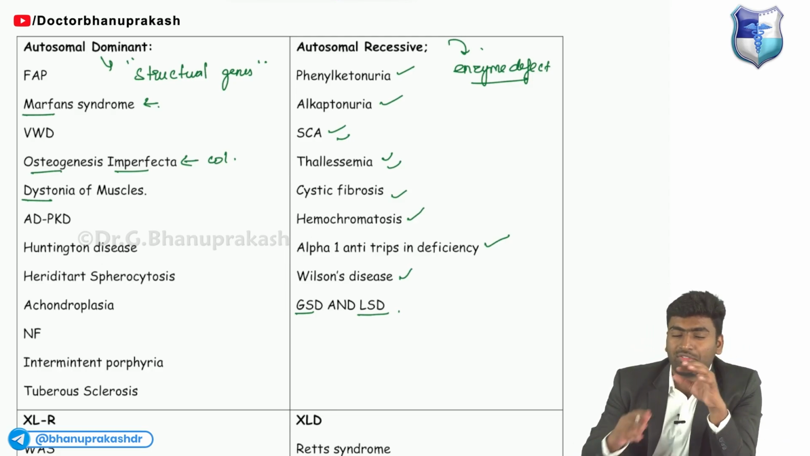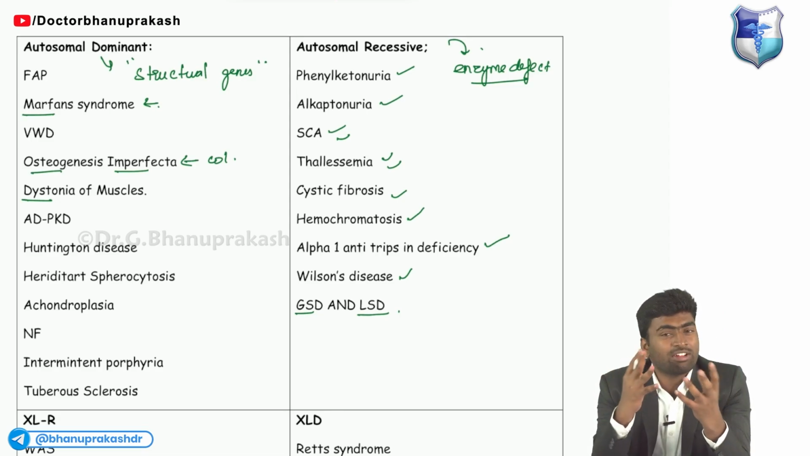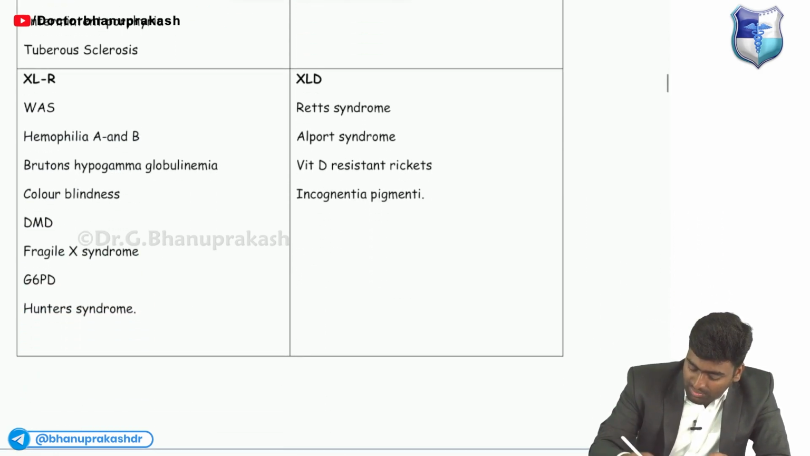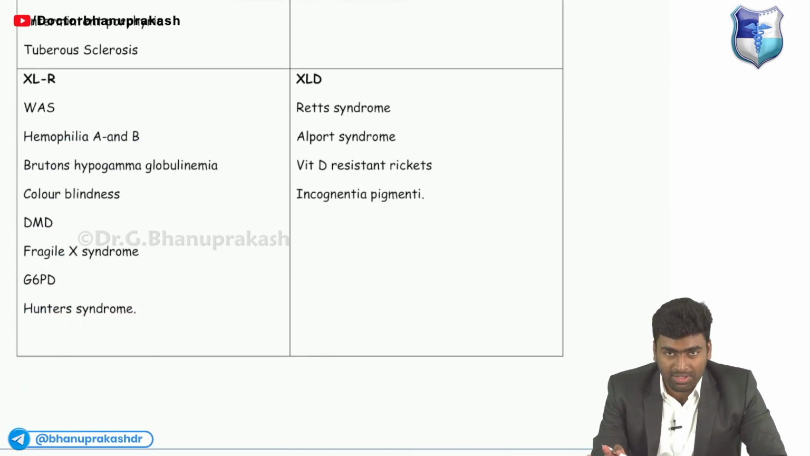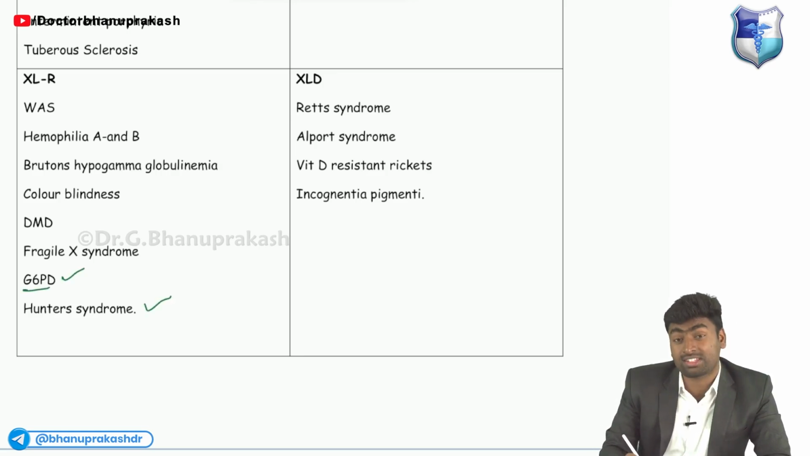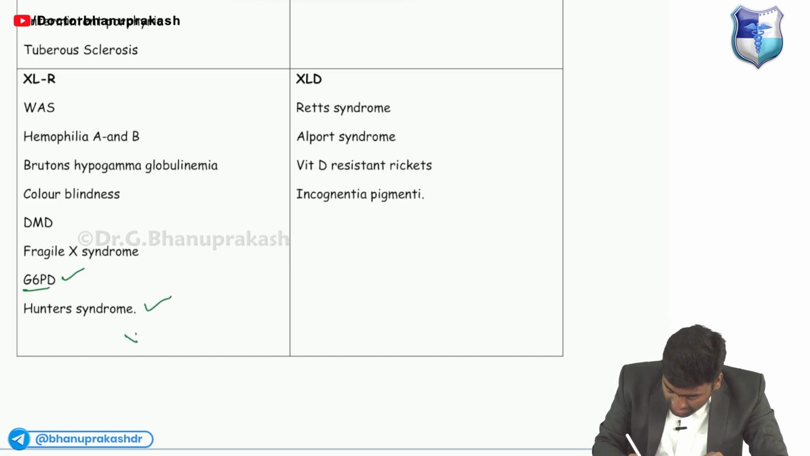So if you're not having any clue, if there is any enzyme deficiency, mostly it will be autosomal recessive in nature. If there is any structural defect, it will be autosomal dominant in nature. Okay, remember this much. Then there will be a few conditions which are actually enzyme deficient, but they have this exception. For example, G6PD deficiency and Hunter's. Yesterday we discussed it, Hunter will be having clear cornea and they need to aim it.